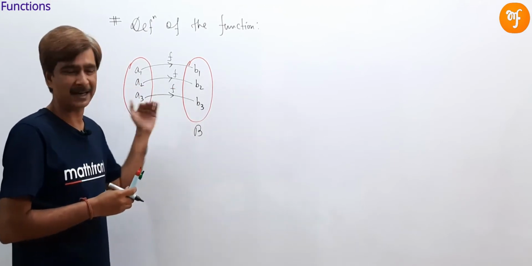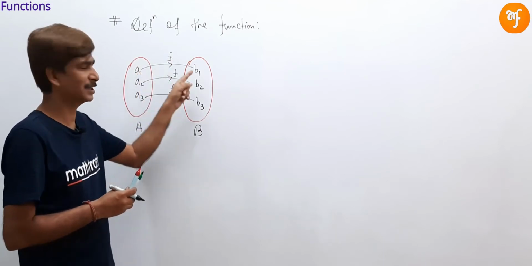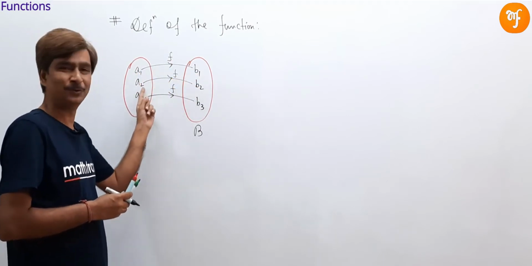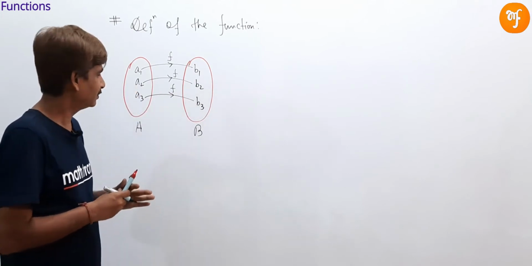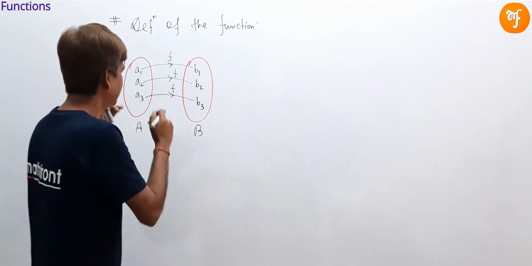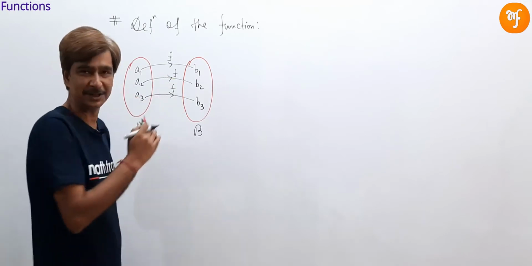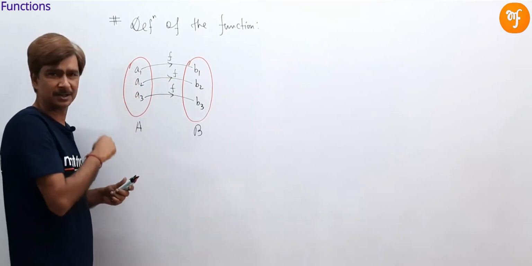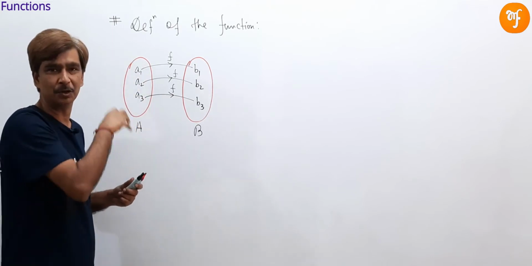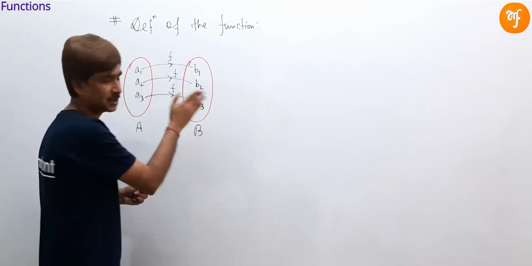Or we can say by relation f of a1 is equal to b1, f of a2 is equal to b2, f of a3 is equal to b3. Now just think about this relation. Look, each and every element of set A, that is the domain set, has a unique image in set B.